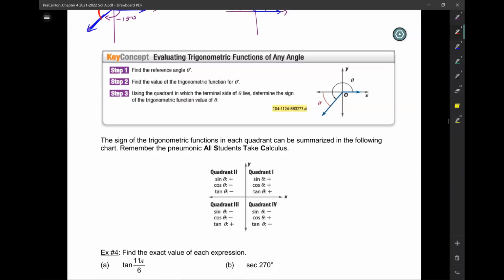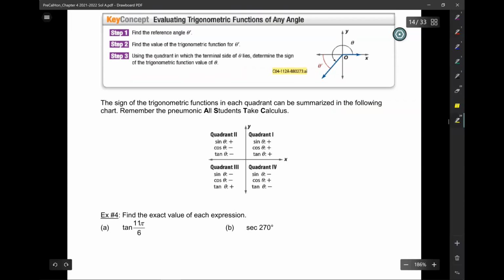Now finally for the big idea that we're doing this for. Now we can actually find sine, cosine, tangent. We can find the trig values of any angle that comes our way. It's a 3-step process. First, find the reference angle. Evaluate the trig function for theta prime. So find the sine, cosine, tangent of the reference angle. Then determine the sign, plus or minus, based on which quadrant the angle lies in.